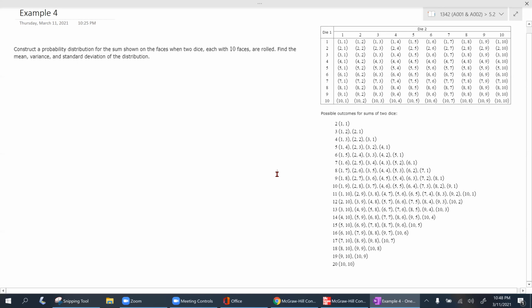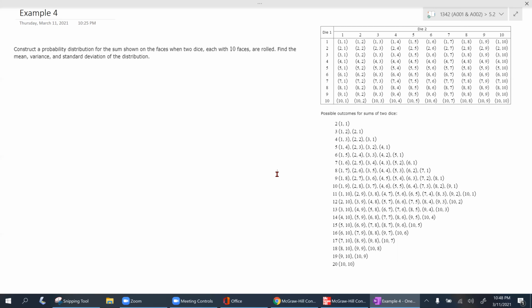So in other words, if you want to get a 2, the sum of these values, you can get that by landing on a 1 and a 1. If you want to get a 3, you can get a 1 and a 2 and a 2 and a 1. If you want to get a sum of 4, you can get a 1 and a 3, a 2 and a 2, and a 3 and a 1, and so forth. So this is the complete list.